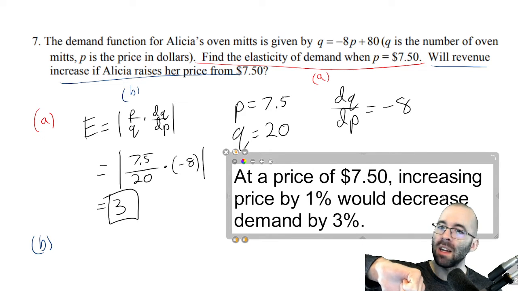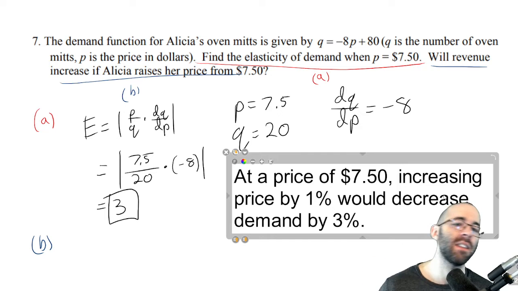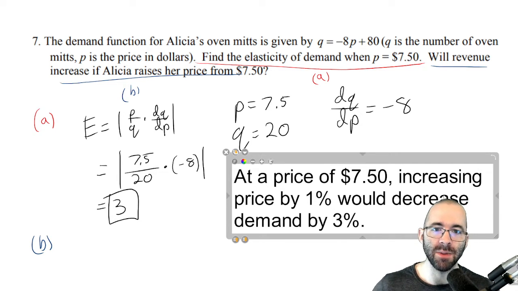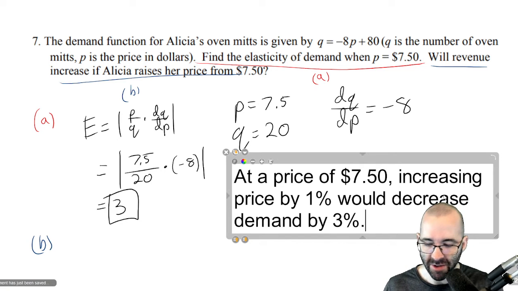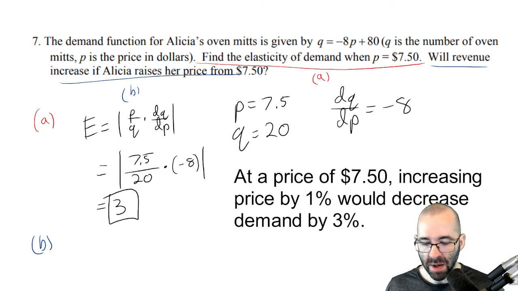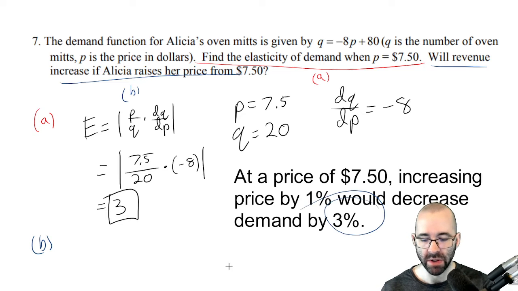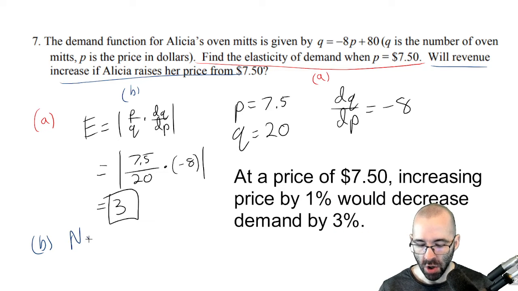So increasing price is going to have a big decrease in demand. Big decrease in demand? We don't like that. Let us not increase the price. We need to sell oven mitts for cheaper. I don't know how profitable this business venture is. But that's what letter B wants to say. Will revenue increase if she raises her price? No, it will not, because demand's decreasing by too much. No. It'll decrease. Sad face.